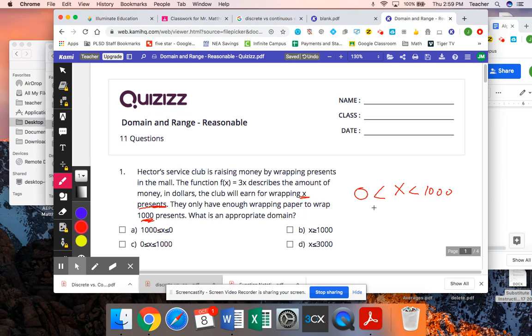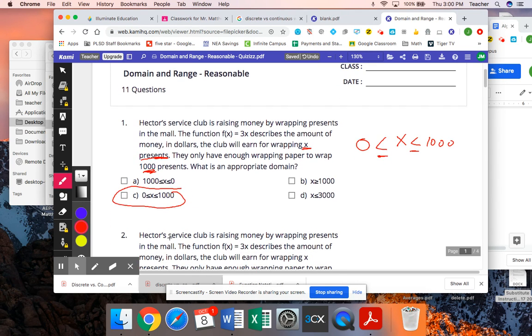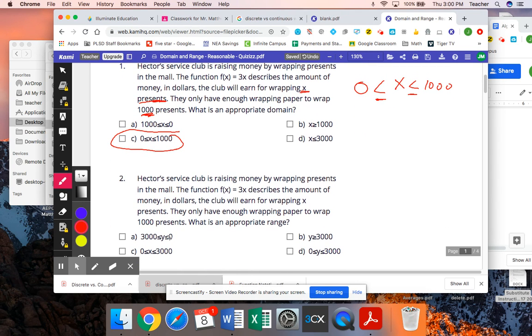Is it possible for you to actually have 0 presents? The answer is yes. Is it possible for you to have 1,000 presents? The answer is yes. So this would be the domain that describes this. It's not unrealistic any more so than what the question is. And so there we go. It's really an application problem for the domain and range.